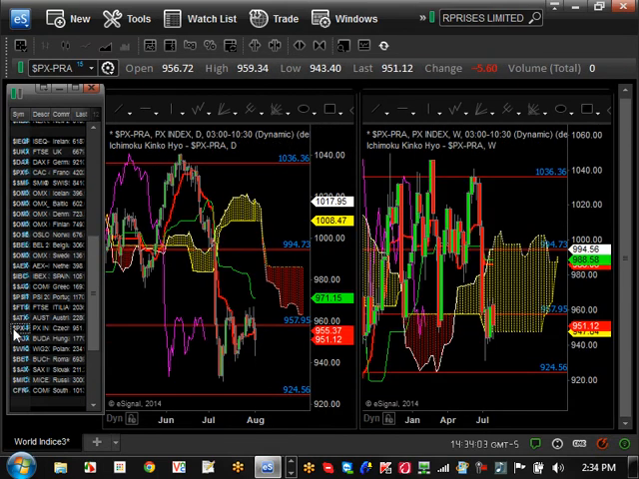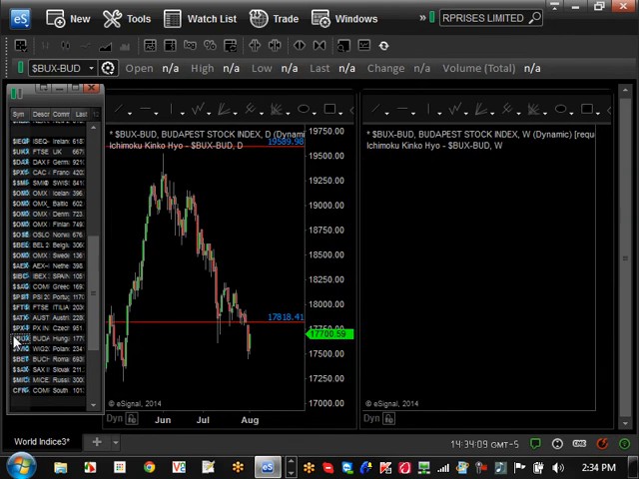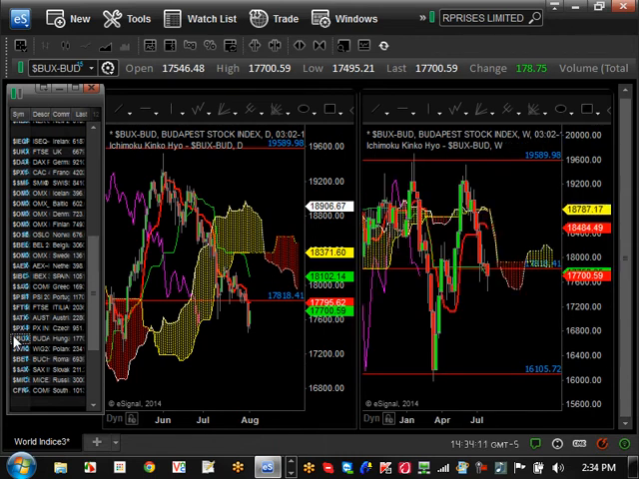Czechoslovakia, really not doing anything except ranging between 924 and 1036. So we're just going to keep on going. Hungary, really not doing anything. It's at a major support right now, which is around 17,818. If it breaks that, then the next major support is going to be 16,105. If it goes higher and holds at this support level, it's going to go to about 19,589.